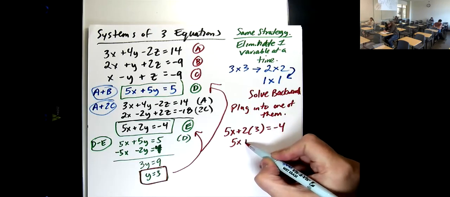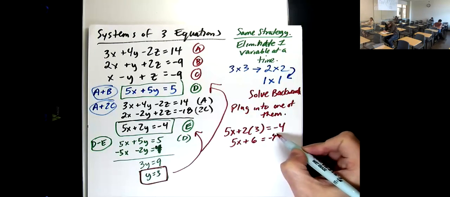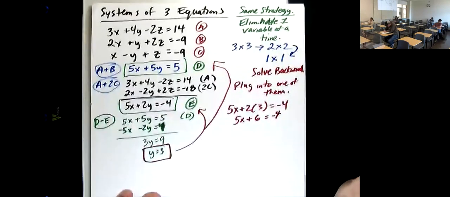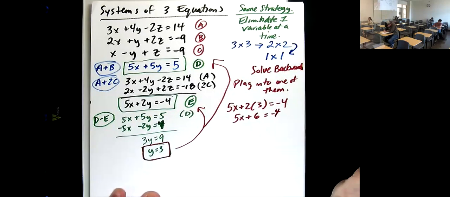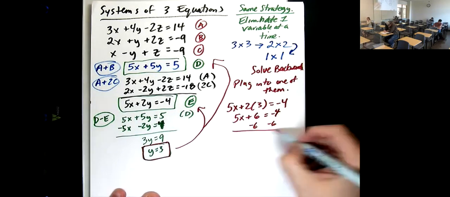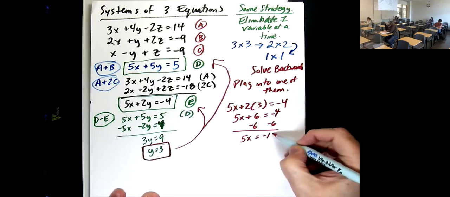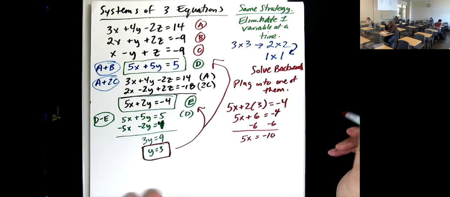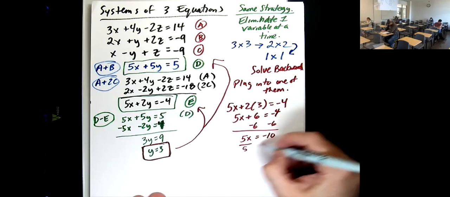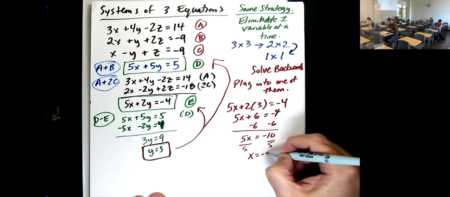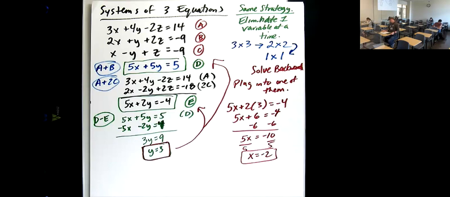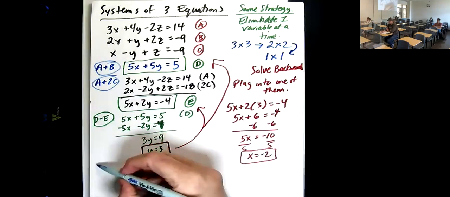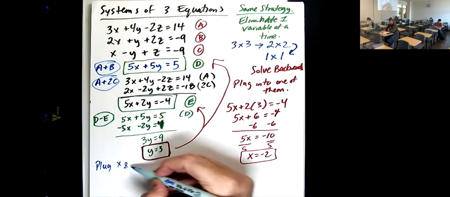This is 5x plus 6 equals negative 4. Five x equals negative 10. And x equals negative 2. That's another thing we need. Now we've got x, we've got y. Go back and plug x and y into an original.